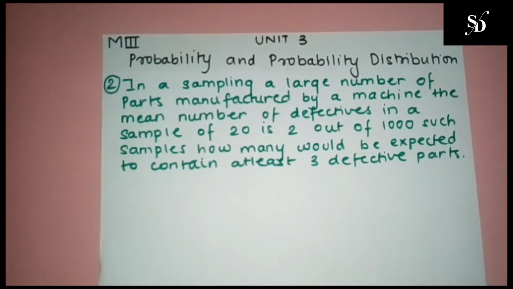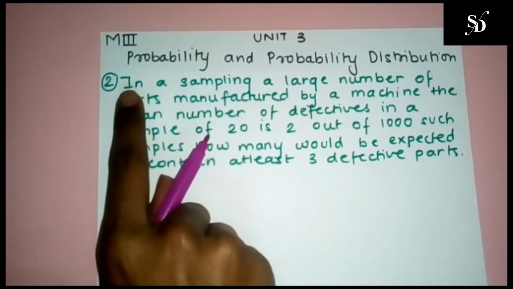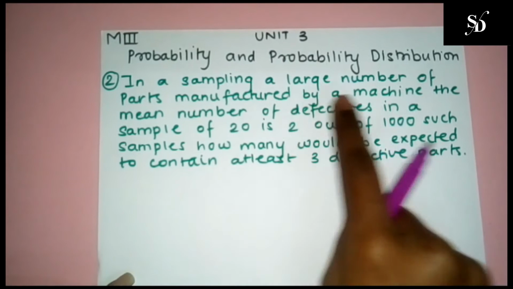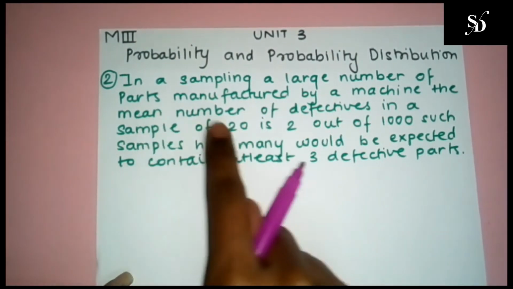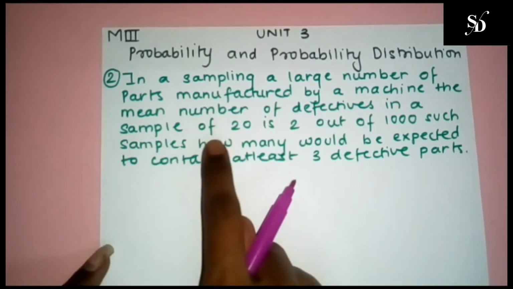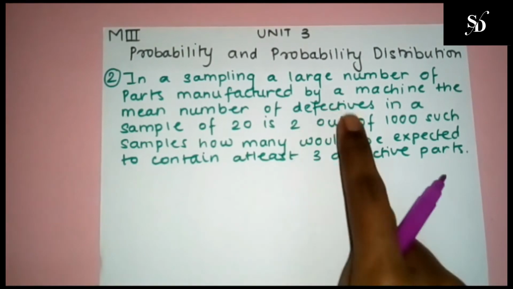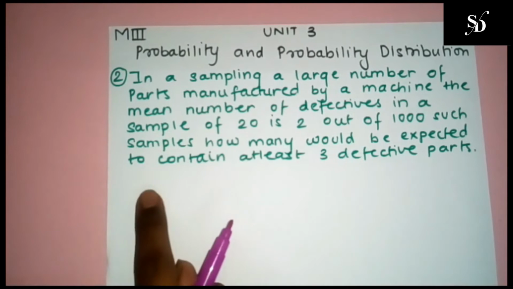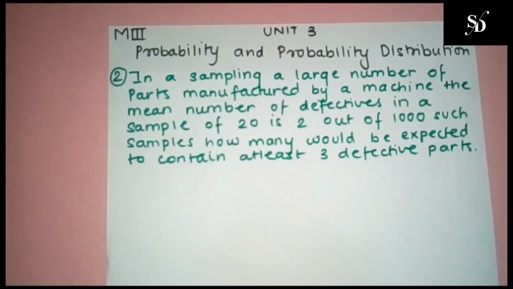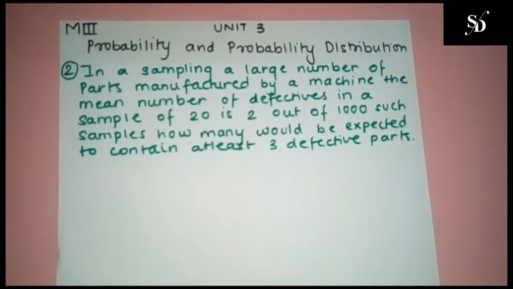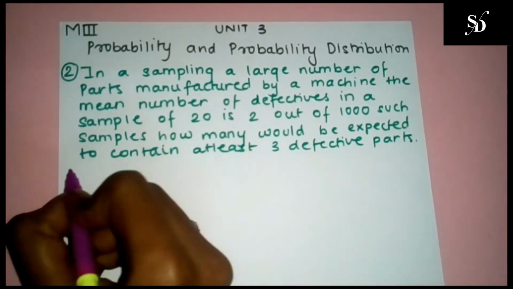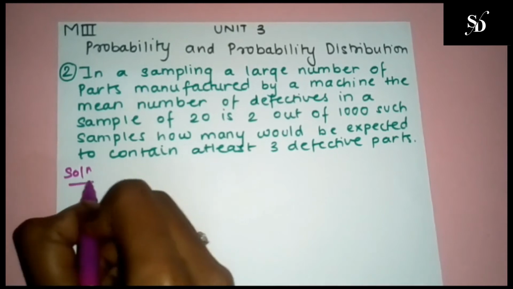So now let me explain. The question says, in a sampling of a large number of parts manufactured by a machine, the mean number of defectives in the sample of 20 is 2. Now, out of 1000 such samples, how many would be expected to contain at least 3 defective parts? This is also a very simple but a very important sum. So, watch till the end. We'll first write the solution.